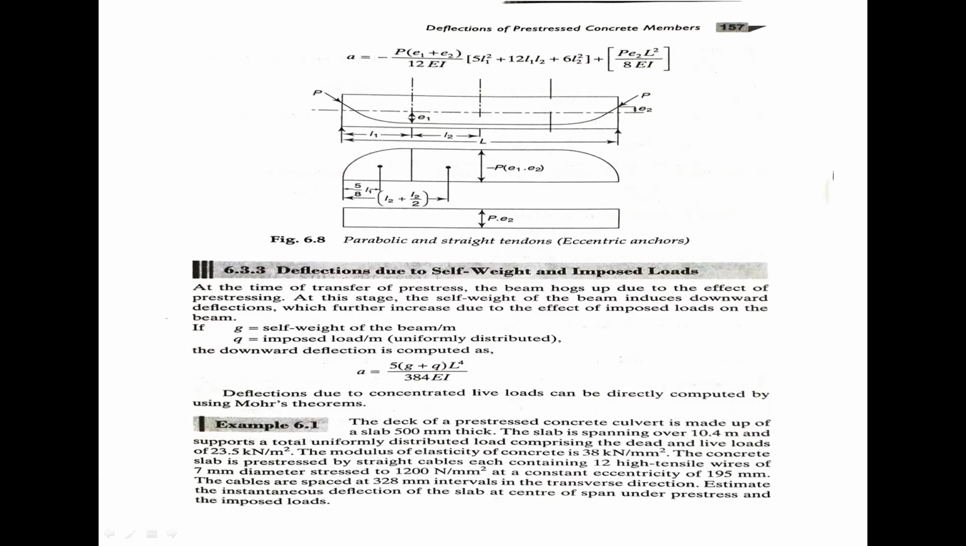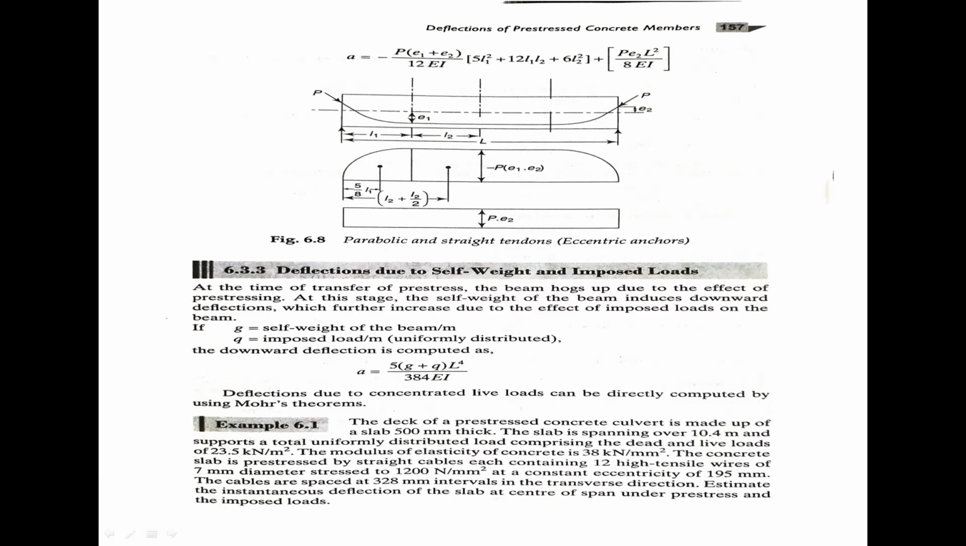Deflection formula: we have to derive the deflection for dead load and live load acting on a particular element for prestressed concrete. At the time of transfer of prestress, the beam hogs up due to the effect of prestressing. At this stage, the self-weight of the beam induces downward deflection, which further increases due to the effect of imposed load on the beam. If G equals the self-weight of the beam and Q equals the imposed load per meter, uniformly distributed, you have to take them in.